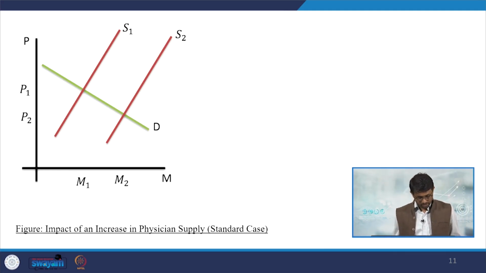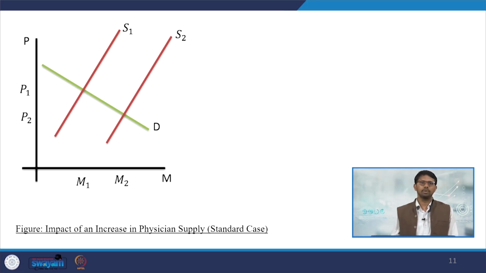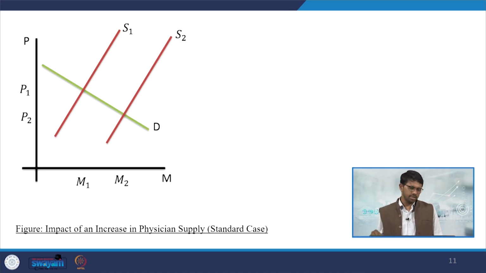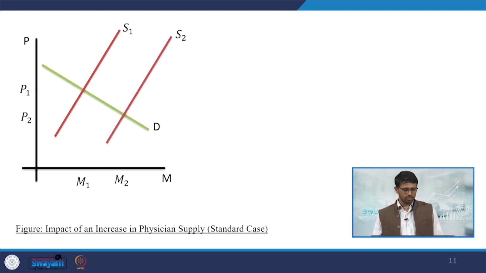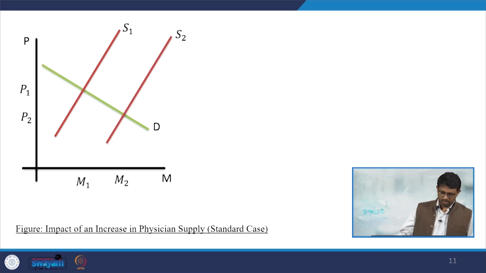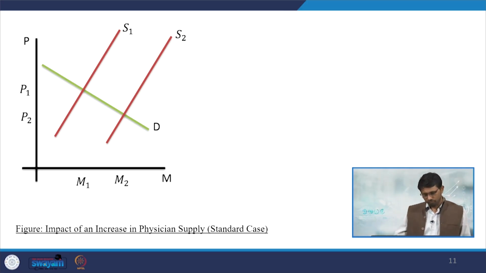At this moment, we are just focusing on the impact of an increase in physician supply as per the standard demand supply framework. In this case you can easily see that when the supply increases, there is a change in prices, and medical services access also increases, from M1 to M2.